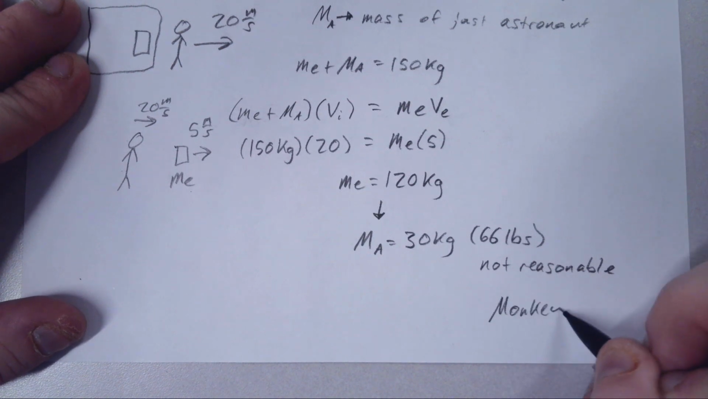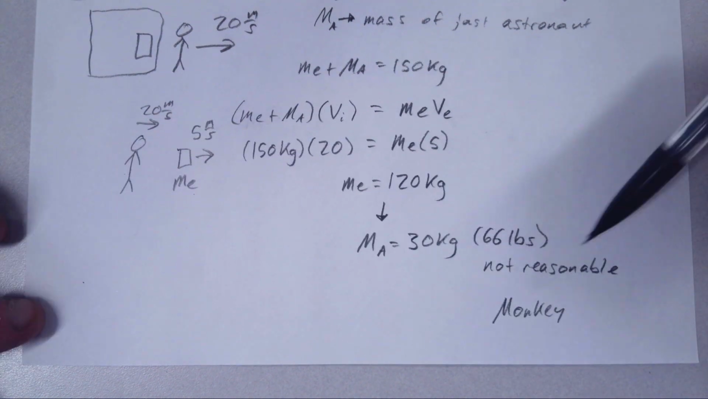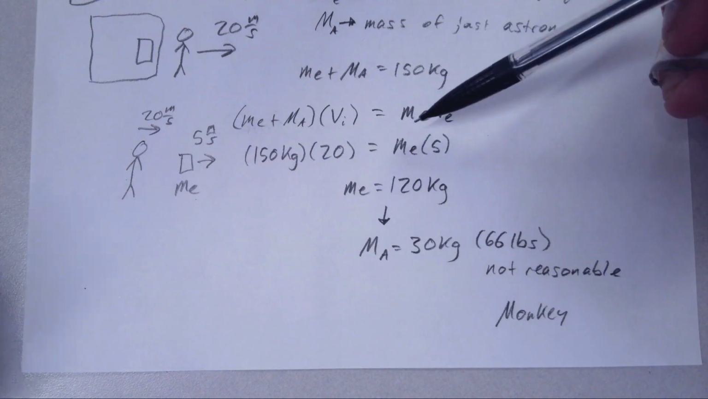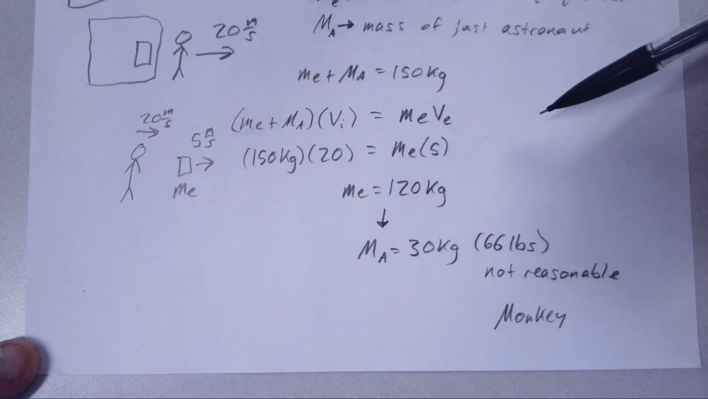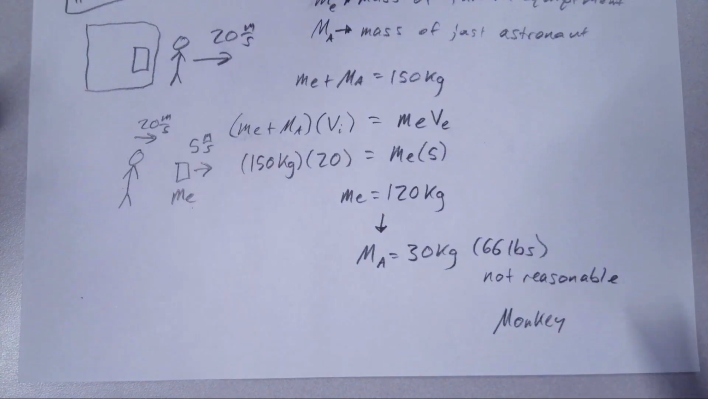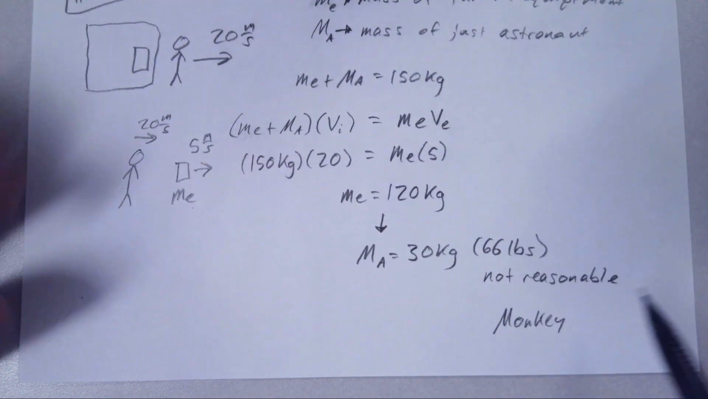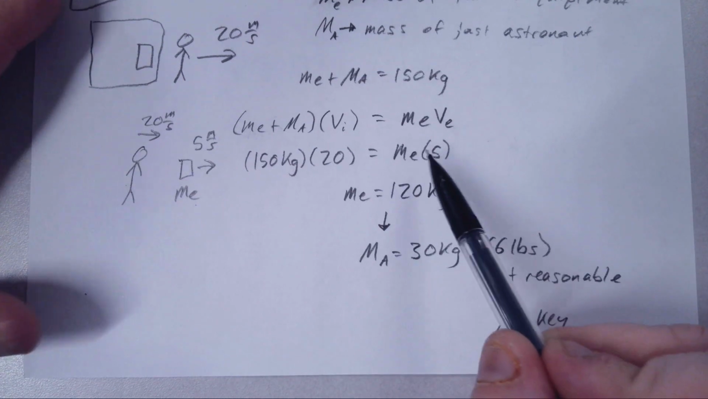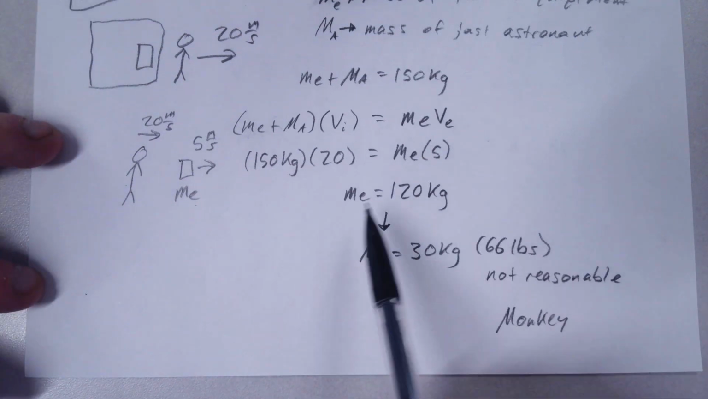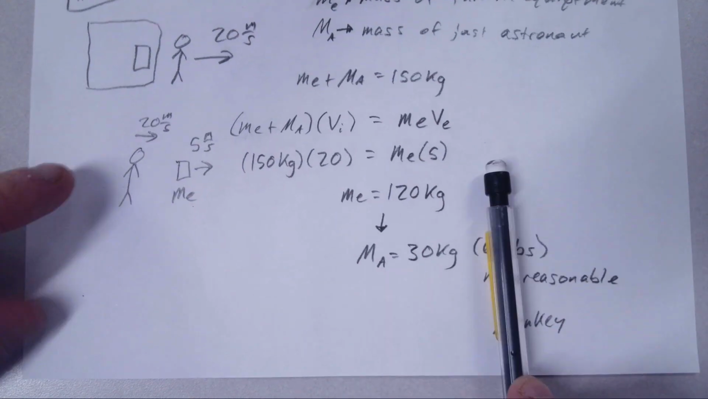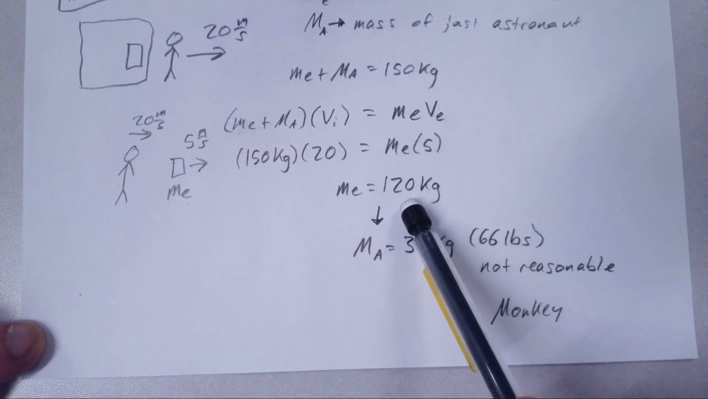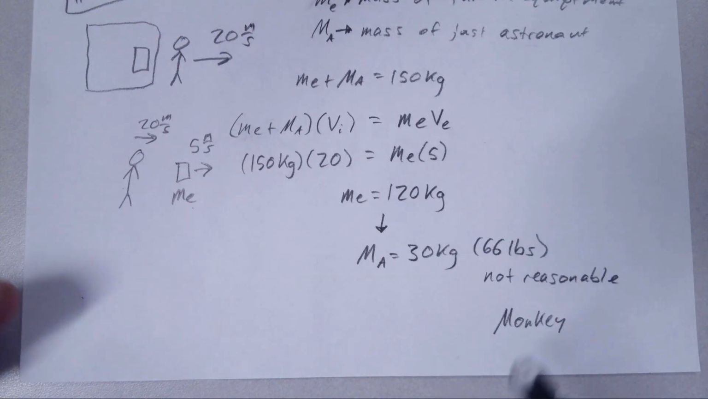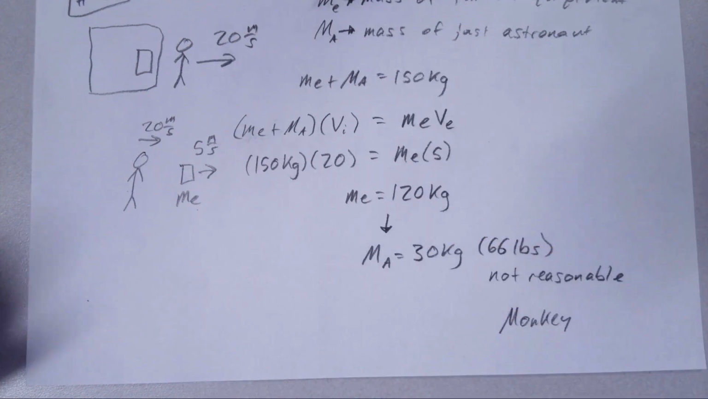If a monkey that was 66 pounds, or a big monkey, threw away 120 kilograms of equipment at 5 meters per second, that would allow the monkey just to stop. So the monkey would actually have to throw more than 120 kilograms. This 120 kilograms is just to get him to stop moving relative to the spaceship. Any more mass thrown this way would actually get him moving in the other direction. So they prove why this is impossible.